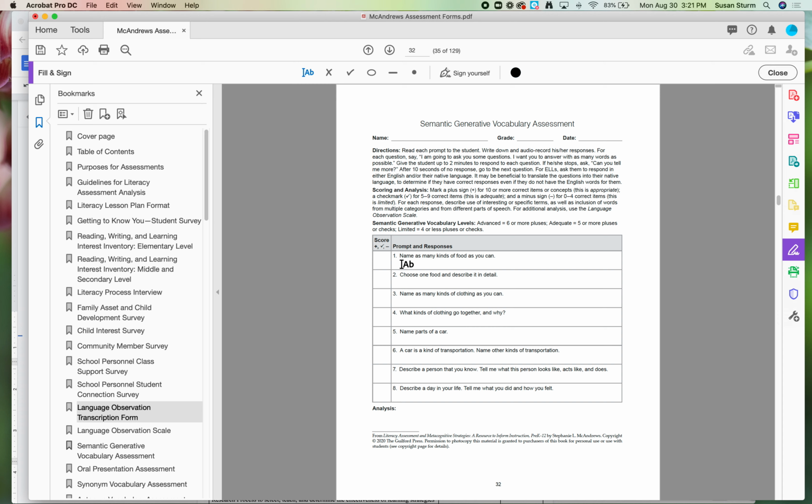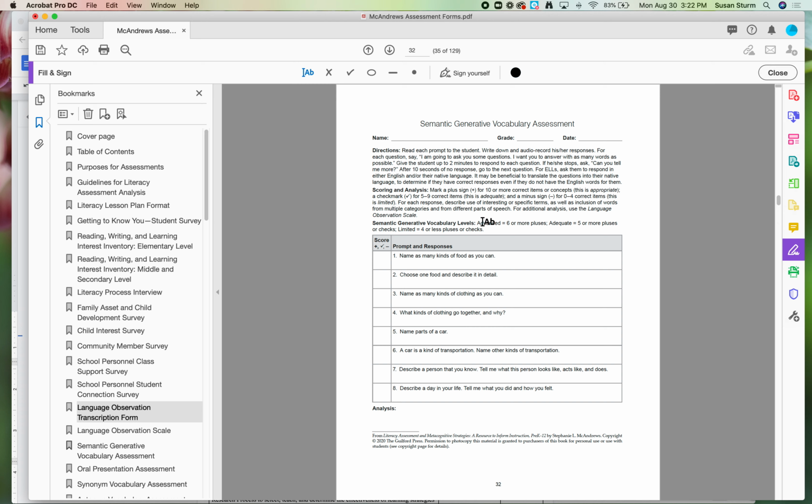Then you're going to move down to 5 to 9 correct. Those students are going to get a check mark. So choose one food and describe it in detail. So I choose pizza, and I say pizza has crust, has cheese, has sauce, has pepperoni. It's delicious, and I'm done. I've only given 5. I would get a check mark instead of a plus. That is an adequate response. And then a minus sign is for 0 to 4 correct items. This is considered limited in the response.